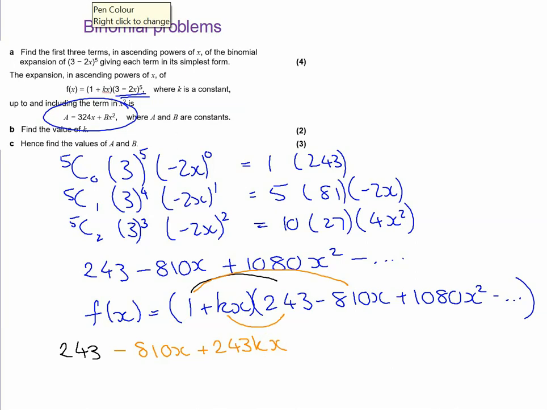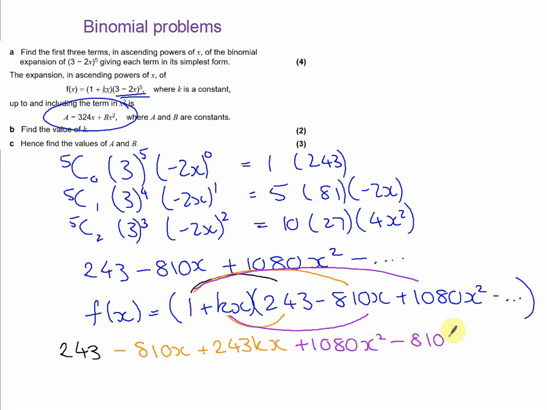Now we've got to think about the x squared terms. So I can get an x squared if I multiply the 1 by the x squared term, and also if I multiply these terms. So I'm going to get a plus 1080x squared, minus 810kx squared. Right, so let's just write down what a is. We know a is 243. That's because a is a constant value. There's only one constant value. That's done. So let's compare the coefficients of x.